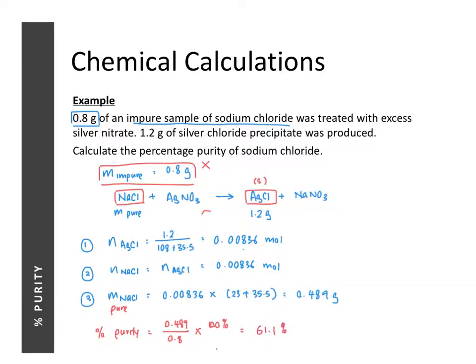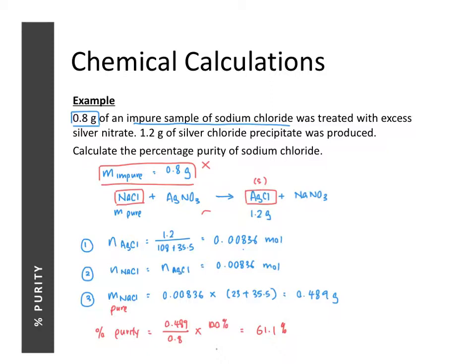Okay, so before I go on to point out a very common mistake that students make, just to recap, percentage purity is the mass of pure divided by the total mass of impure. In 90% of the questions, the total mass of impure is given in the question itself, and we need to find the mass of pure.